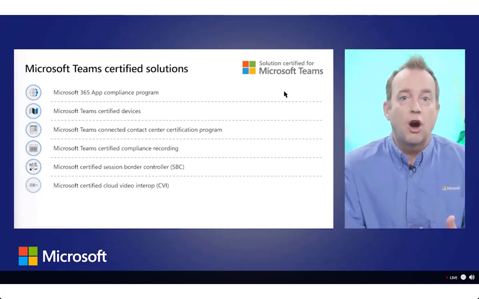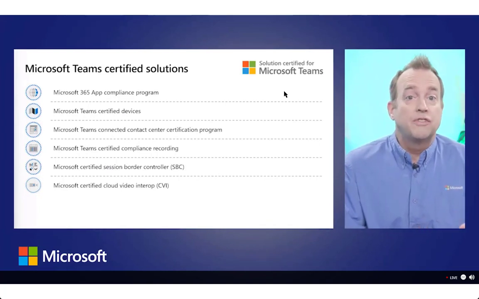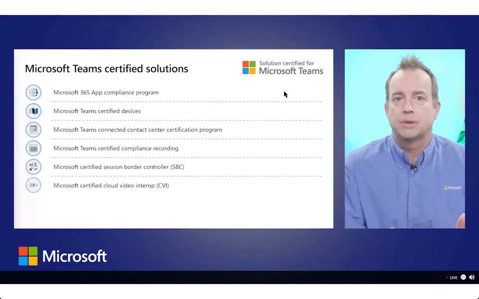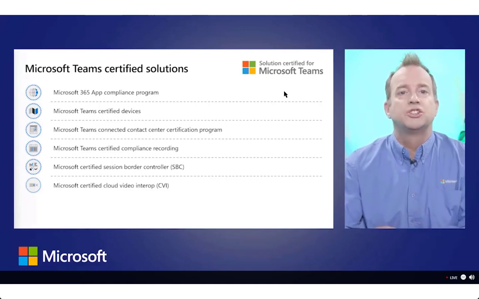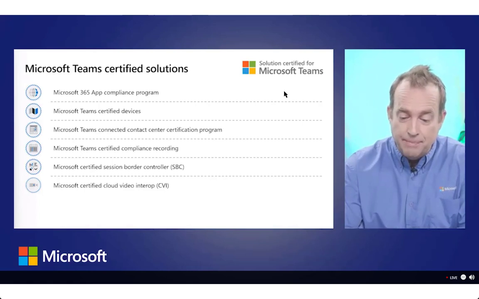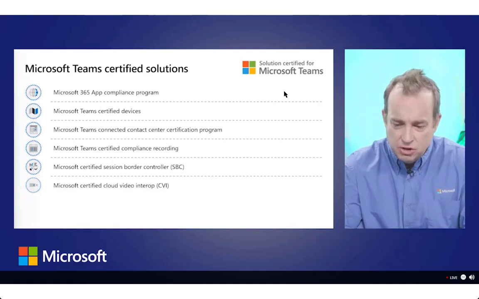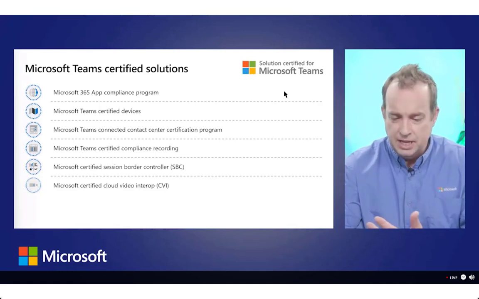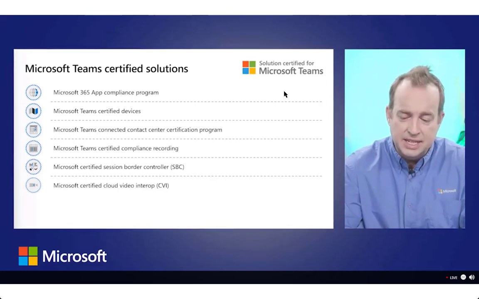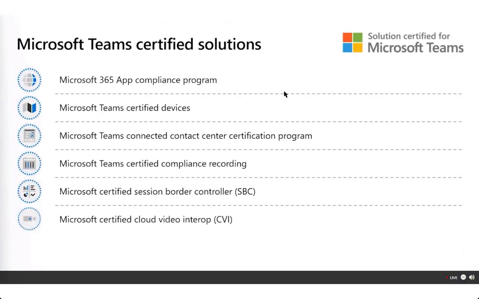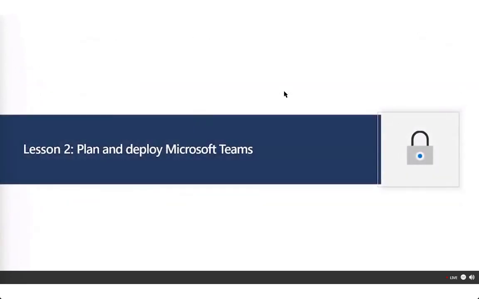There's also a certified contact center certification program, certified compliance recording, more on that later, certified session border controllers, and also certified cloud video interop, or CVI. This is a Microsoft qualified third-party solution to enable third-party meeting rooms, telepresence, and personal video devices, VTCs, to join Microsoft Teams meetings. Why? Well, many customers have already invested in video teleconferencing and personal video communication devices, which can be expensive to upgrade. Cloud Video Interop provides an easy solution, so you can keep using your existing solutions until you're ready to upgrade.